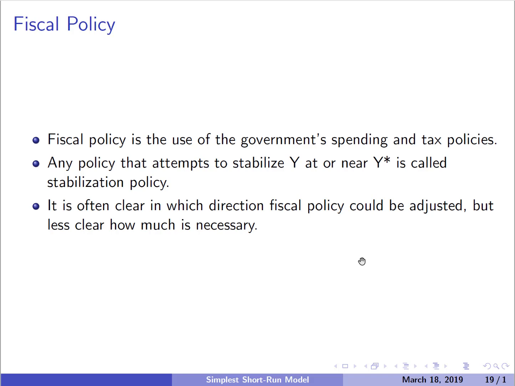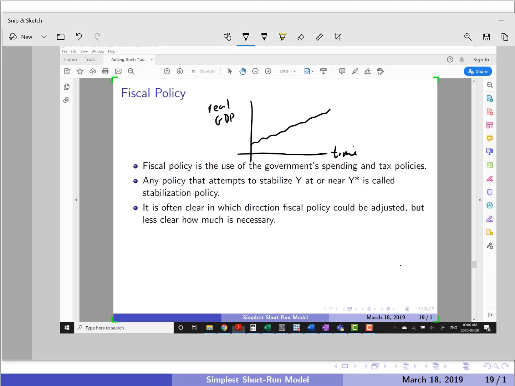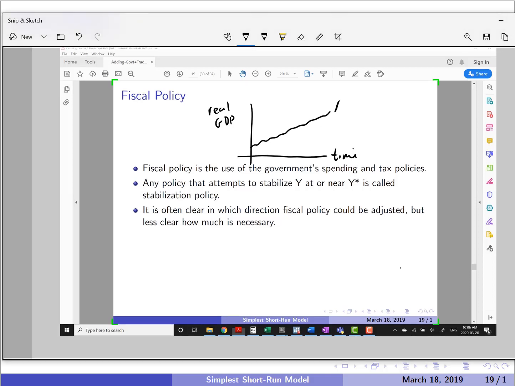So if you remember, we talked about this idea of business cycles. We'll just quickly draw. Let's say this is time, and this is real GDP. And we talked about this idea of potential income being represented by Y star. So this would be Y star. And the business cycles are these ups and downs around this potential. So this is like the actual Y that we see in our economy.